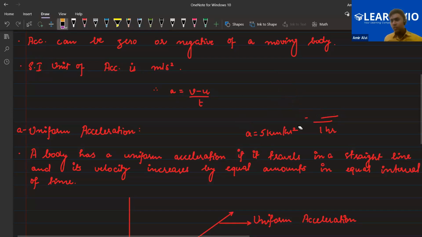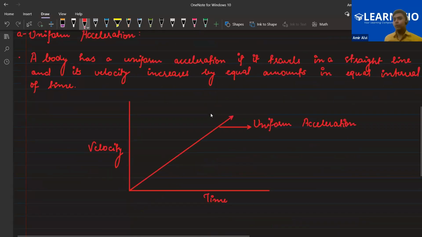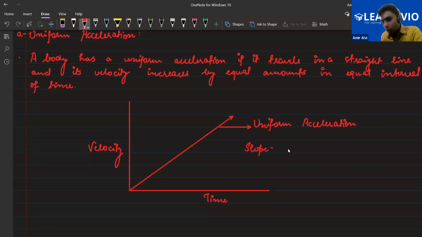In mathematics, you have heard about the slope. When you talk about a graph, we talk about the slope, right? Slope is the ratio of the y-axis to the x-axis, y by x.